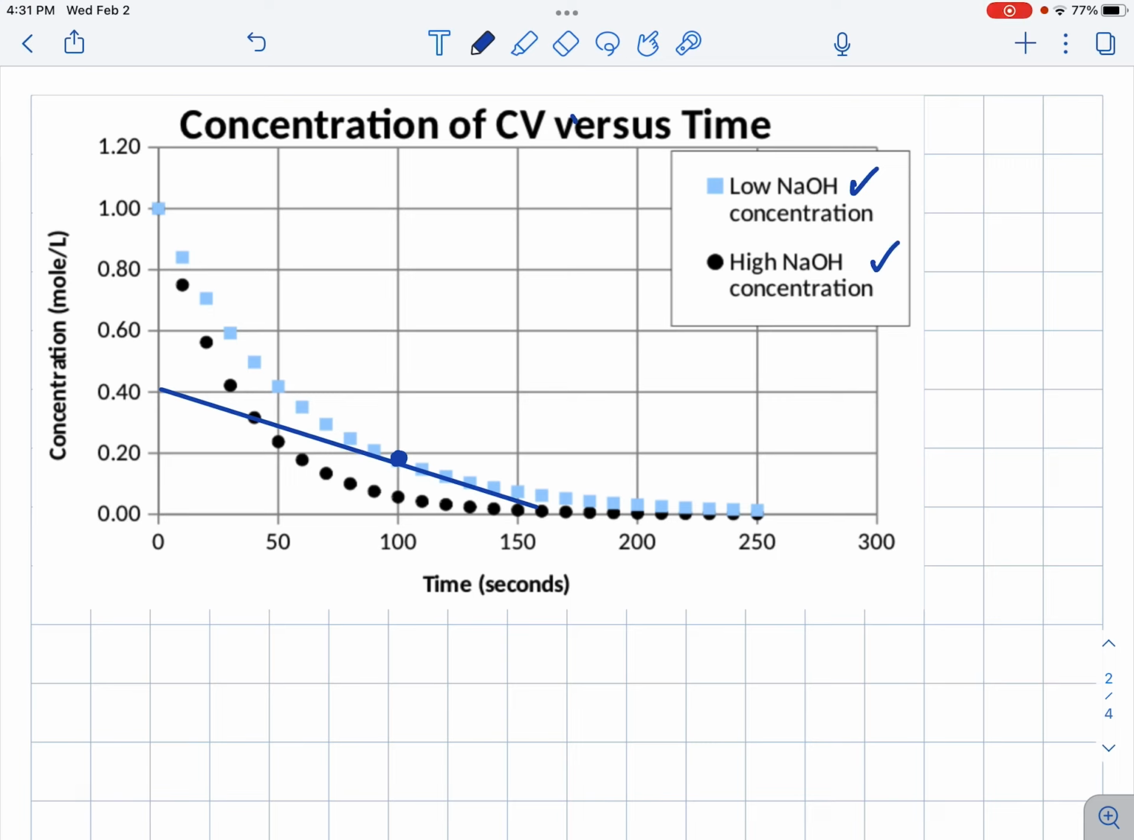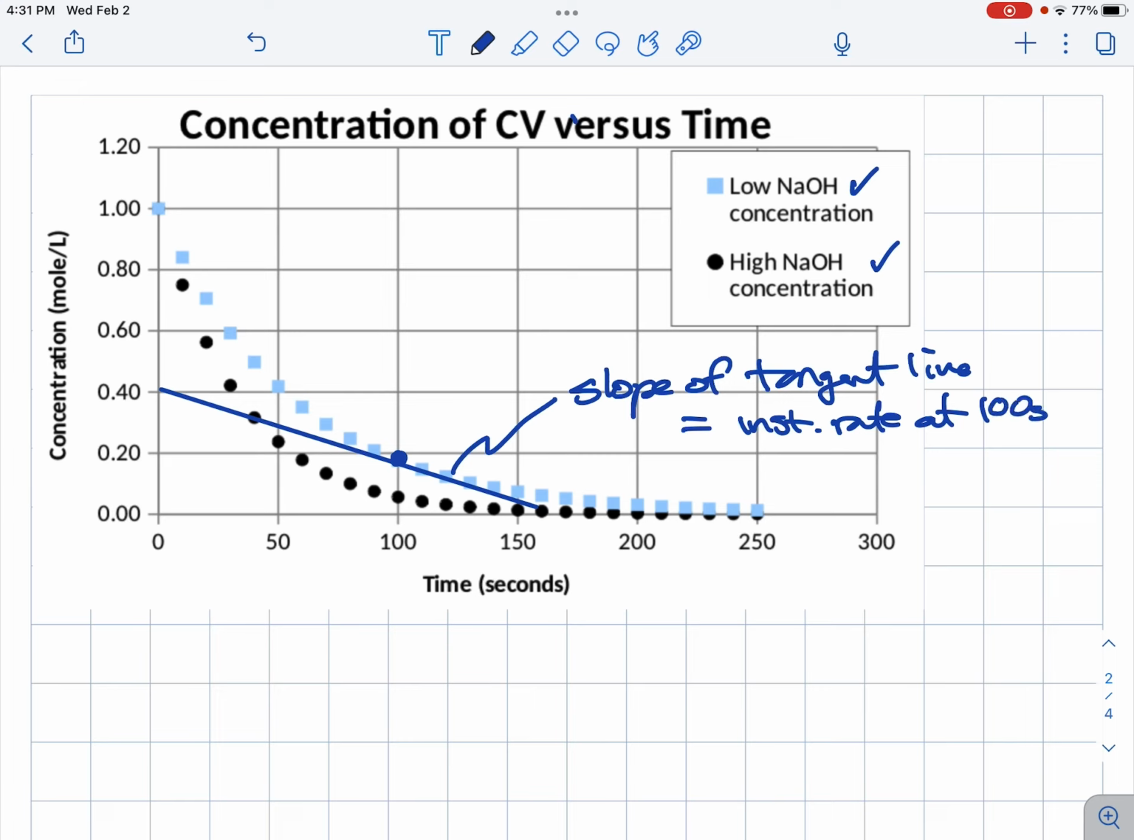The slope of the line, the slope of the tangent line, and let's actually write that out. Slope of the tangent line is equal to the instantaneous rate at that time, and in this case, at 100 seconds, because that's where it touches the curve.